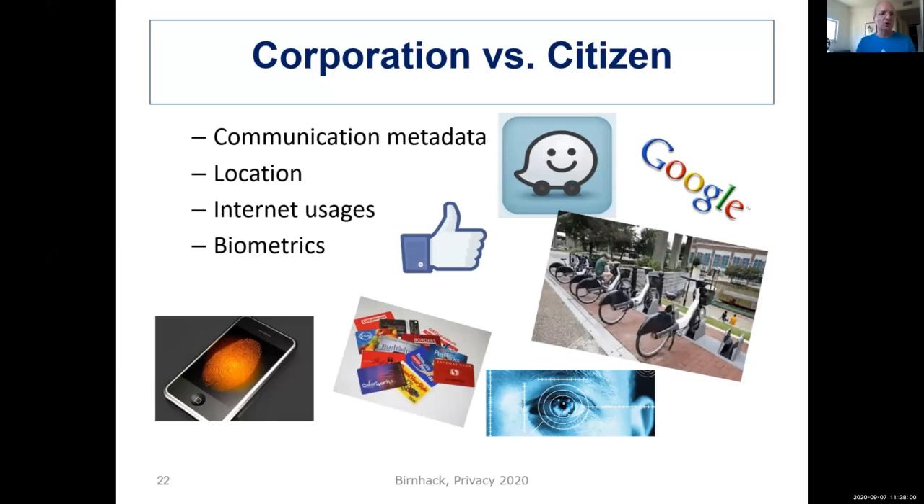Then we move on to the corporation and the citizen. This is where Apple, Google, Facebook, Microsoft, Amazon, etc. come into the picture. It can be online companies, such as the above. It can be specific service providers, such as Waze, or very local, physical, offline services, such as city bikes or supermarkets.